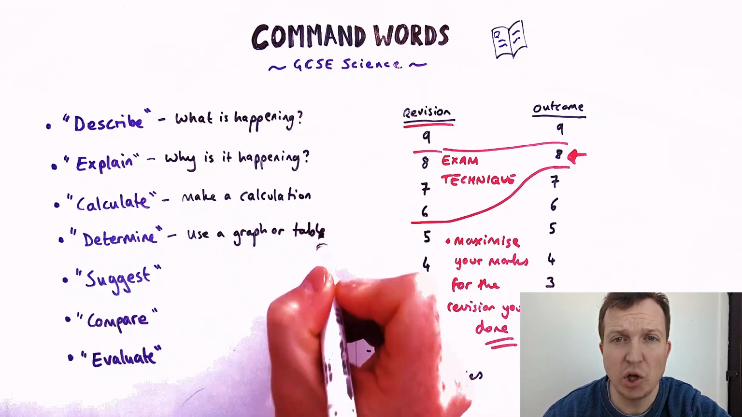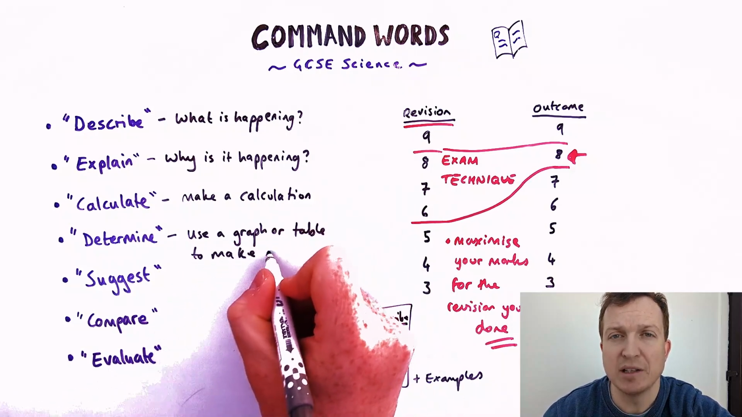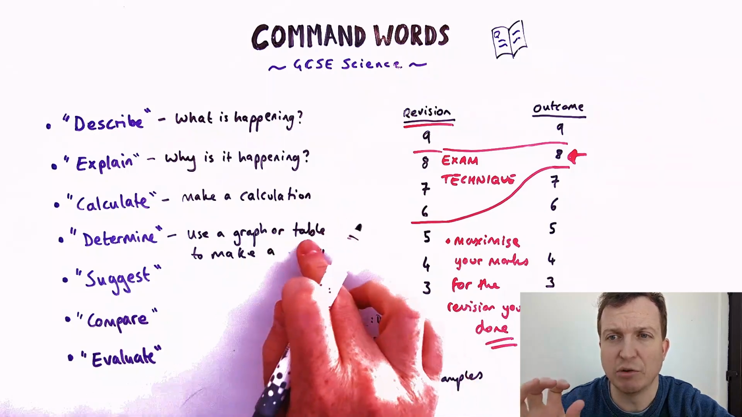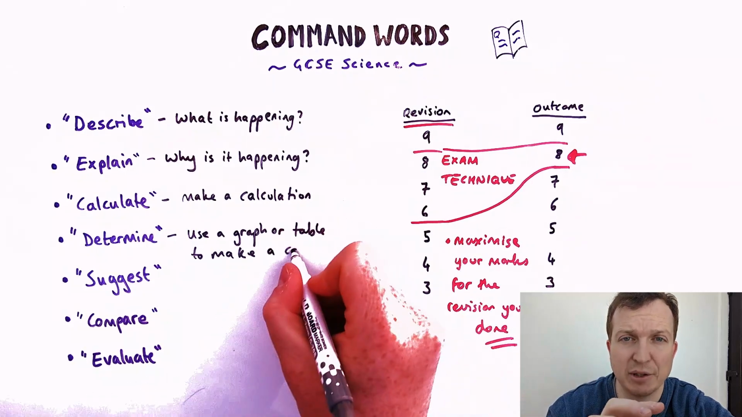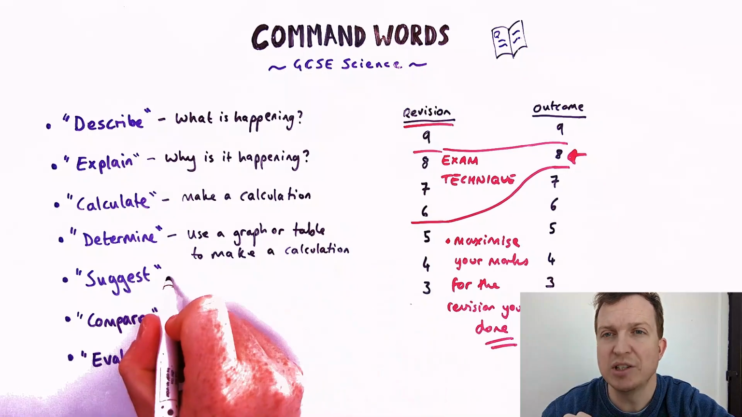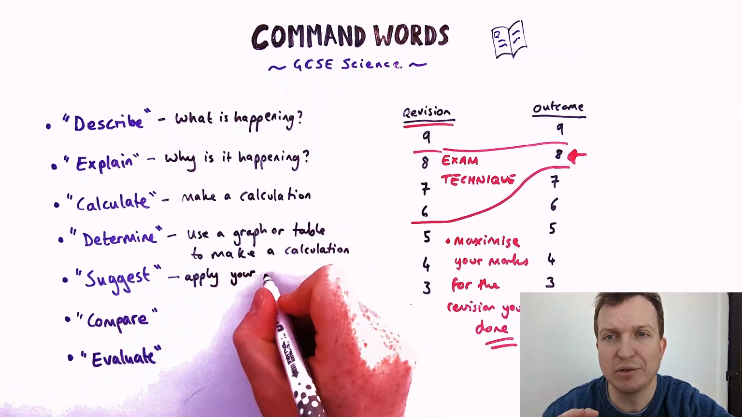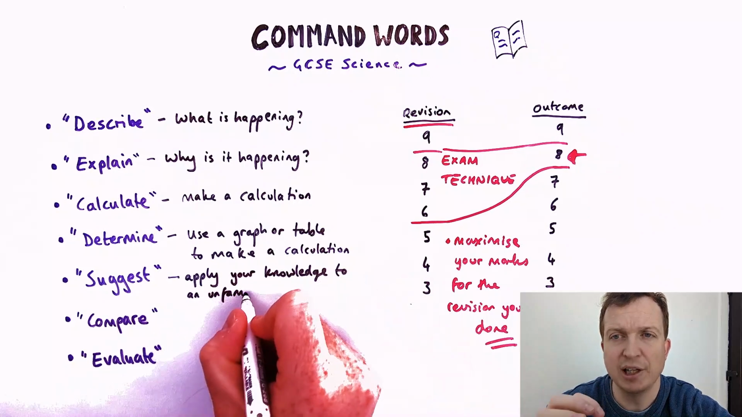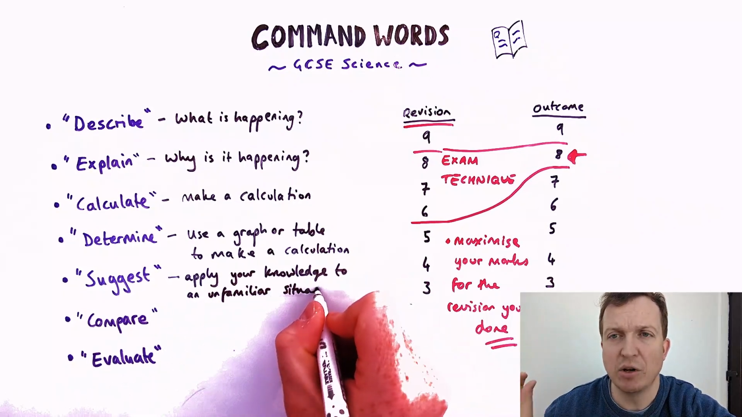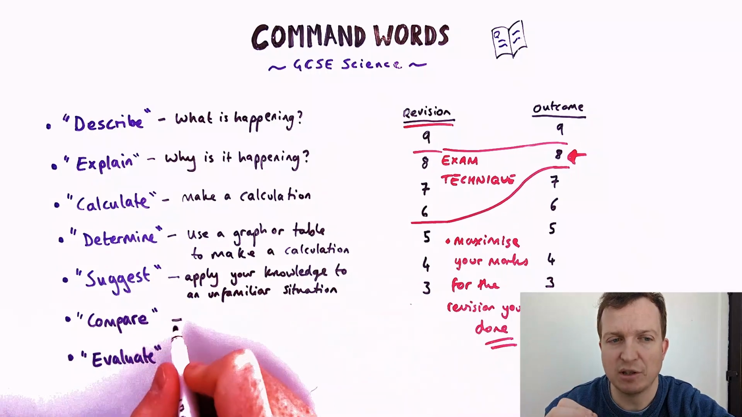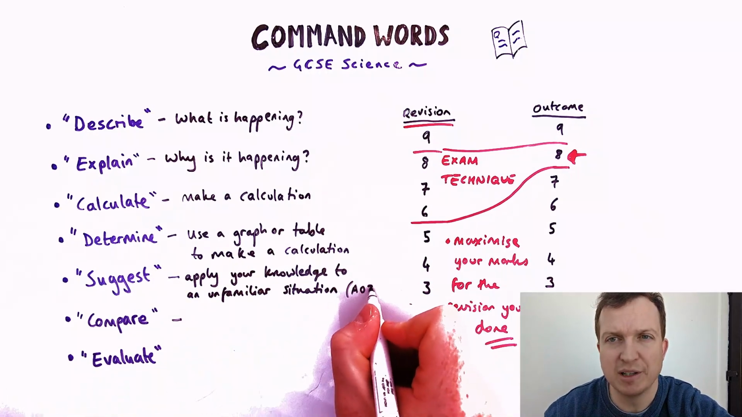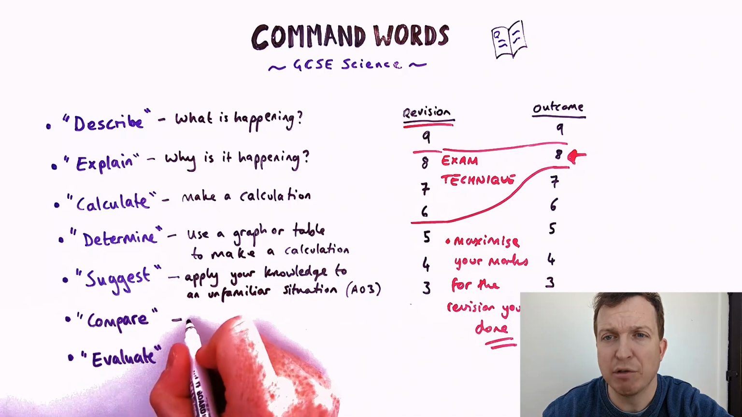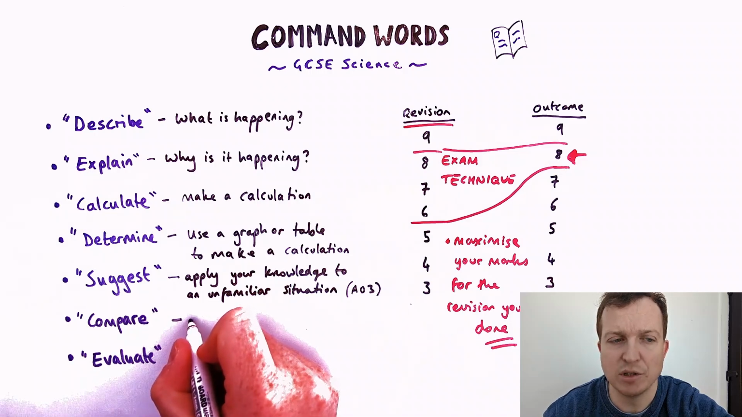The next one, determine, can catch people out. Determining something usually means using a graph or a piece of data in a calculation. The next one is suggest. So suggest is an interesting one because it usually means it's something that's not on the specification specifically, but your answer will contain knowledge that you've got to apply to that specific scenario. So applying your knowledge to an unfamiliar situation, AO3, assessment objective 3 type questions.